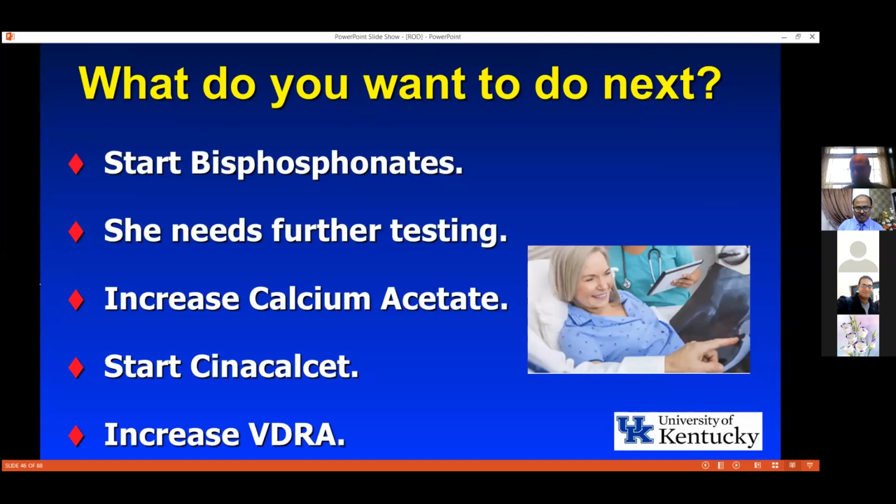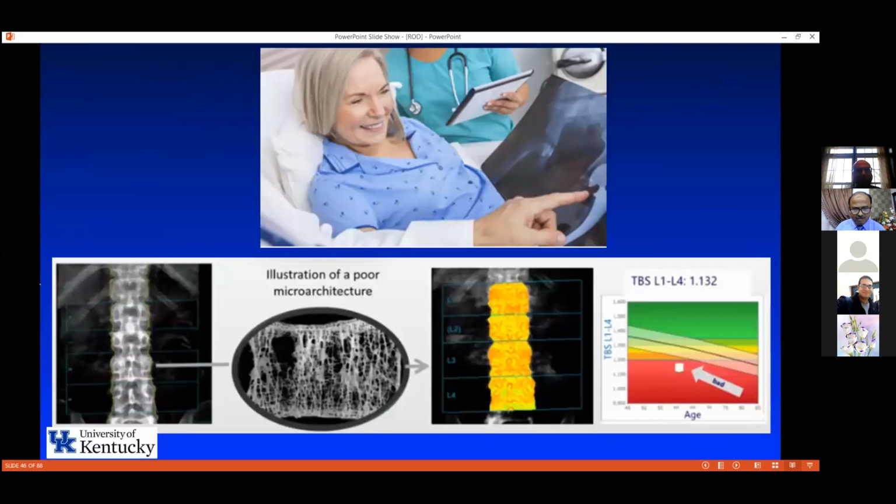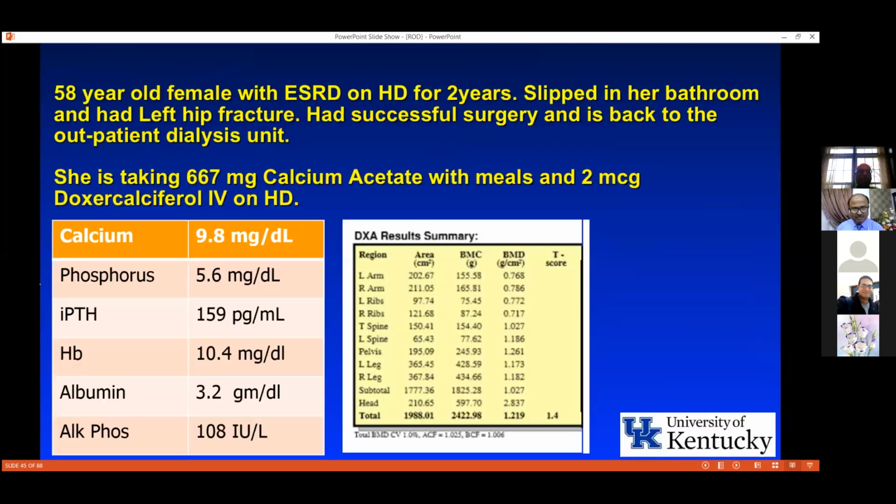What do you think? We have two answers. She needs further testing, and another one, her lab again, please. Okay, this is her lab. Mild hyperphosphatemia, normal serum calcium, or if you correct it, she will have calcium a little on the higher side because her albumin is low, 3.2, so it would be 10 point something. iPTH 159, alkaline phosphatase is 108. Okay. So we have answers here.